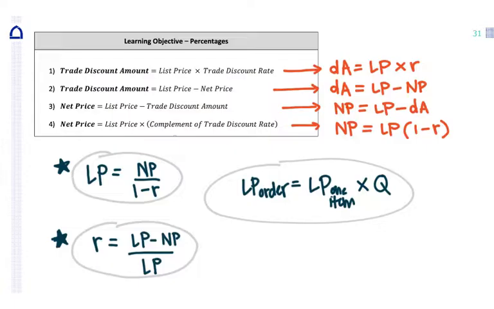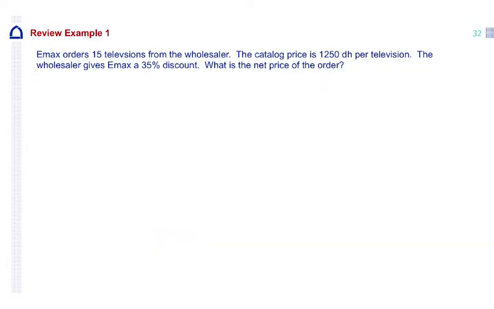Okay, let's do 3 more review examples. Okay, in this example, it says Emacs orders 15 televisions. Well, the quantity in my order is 15.